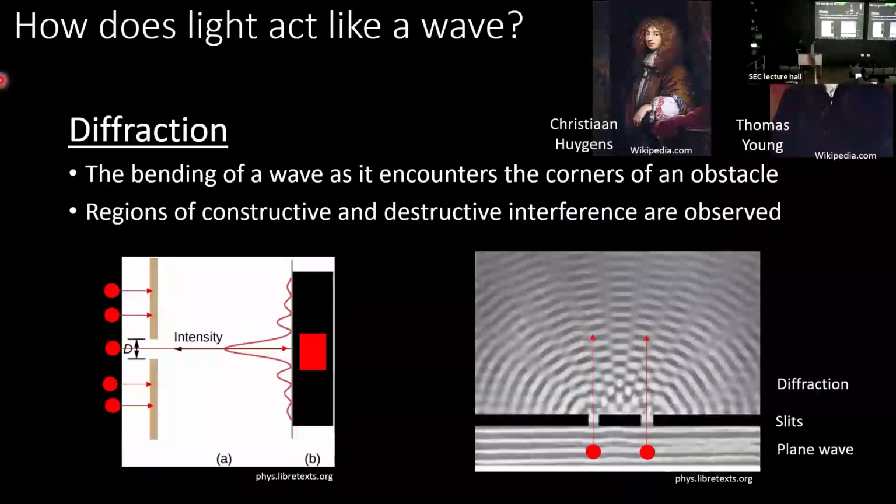This, of course, wouldn't happen if we had just particles going through. We wouldn't have these radiating waves. So waves really do interfere, and we really do see that with light.